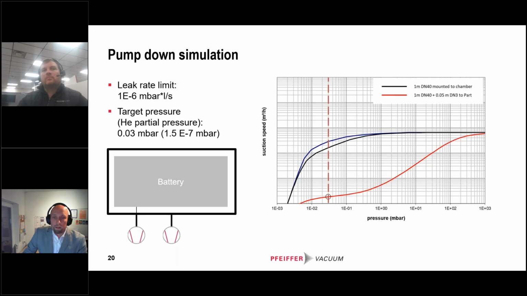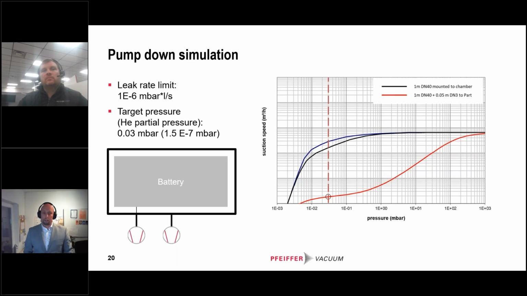Here we have a very high conductance loss, or pumping speed loss, because we have to have a connector to the battery cell itself. In this example for the simulation, we have chosen a 5 centimeter long and 3 millimeter in diameter piping to reach target pressure in the simulation, like with the vertical red line, of 0.03 millibar. Why this value? Well, it corresponds to helium partial pressure of 1.5 E-7 millibar. And depending on the suction speed of your leak detection system, it could correlate something more or less to 1 decade difference between the leak rate you have as a rejection level and the background of your system.